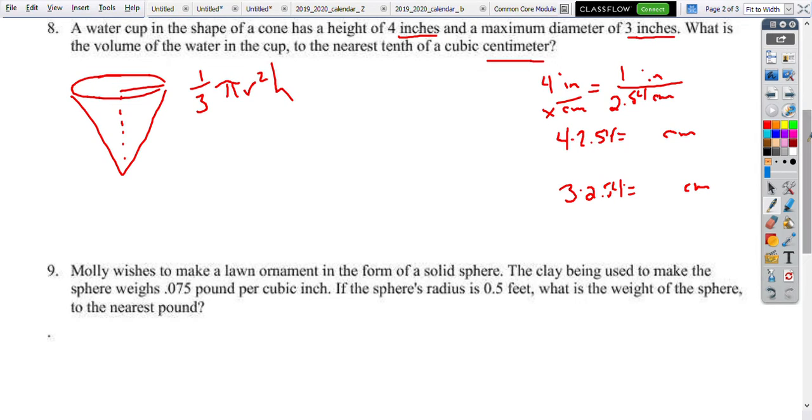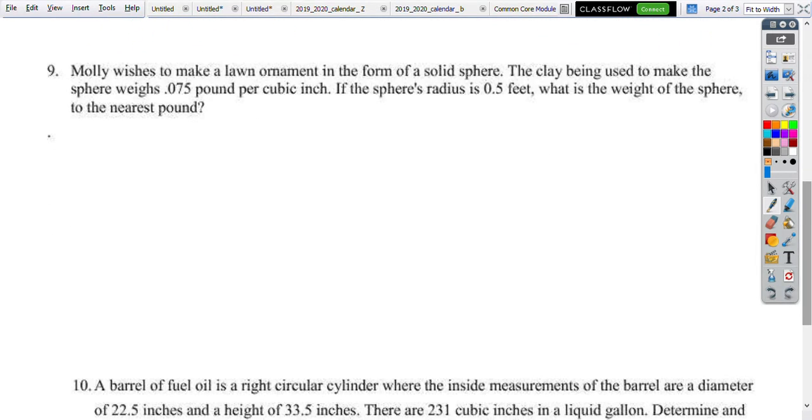All right. Number 9, Wally wishes to make a lawn ornament in the form of a solid sphere. The clay being used weighs 0.7 pounds per cubic inch. So remember, this is pounds, so lb per inch. If the sphere's radius is 0.5 feet, what's the weight of the sphere to the nearest pound? So I need to convert this from feet into inches first. So 0.5 feet over x inches, and I know you can do this, but I'm just going through it. And then we have 1 foot and then 12 inches.